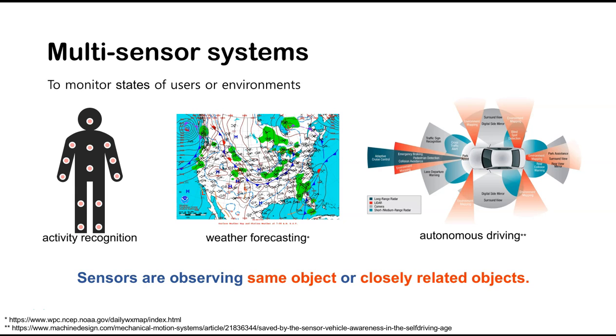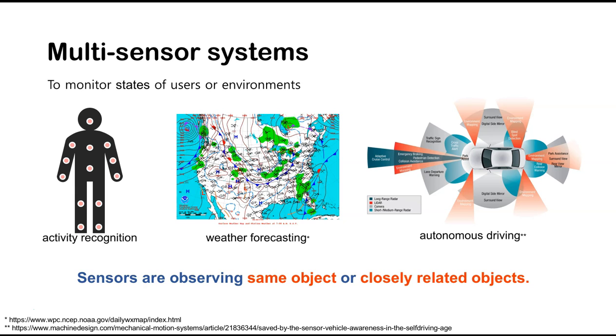Multi-sensor systems are the systems used to monitor the states of users or environments using multiple sensors at the same time. We can think of a system of sensors like gyroscopes and accelerometers placed over the body for activity recognition. Weather forecasting also relies on multiple sensors over a wide area. Autonomous driving also uses multiple sensors to recognize the situations around the car.